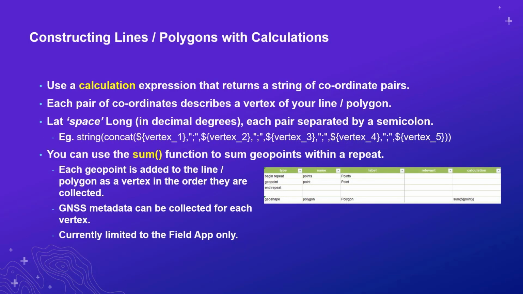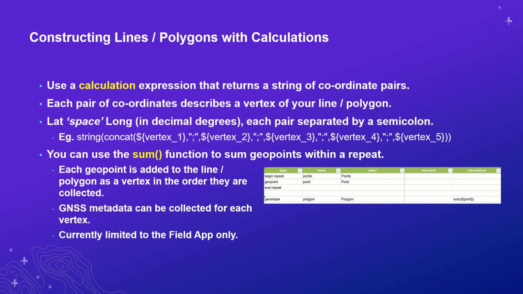You can populate Geotrace and Geoshape questions using calculations that incorporate the results of other questions. The most basic application of this will use a calculation expression that returns a string of coordinate pairs that describe the vertices that make up your line or polygon geometry. Each latitude-longitude coordinate pair needs to be provided in decimal degrees and separated with a semicolon.